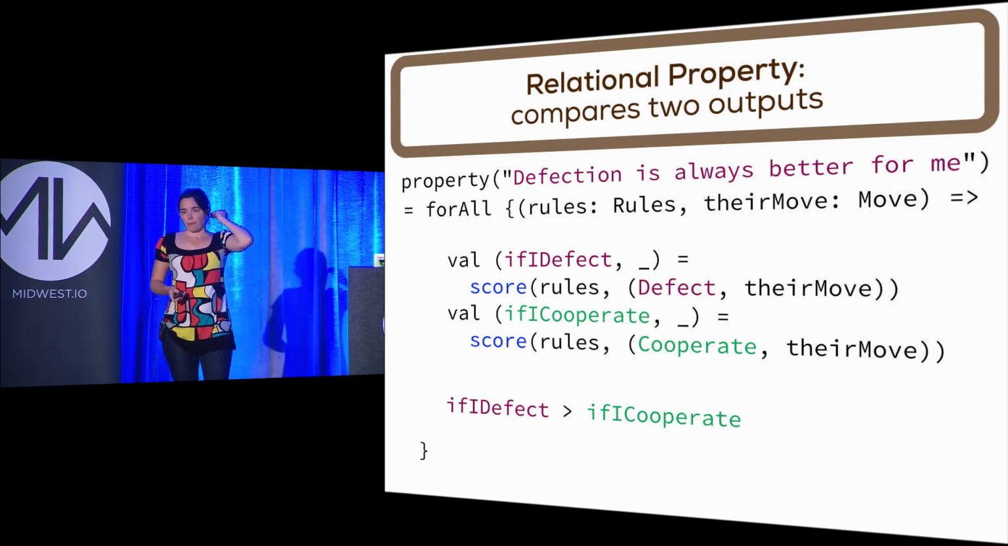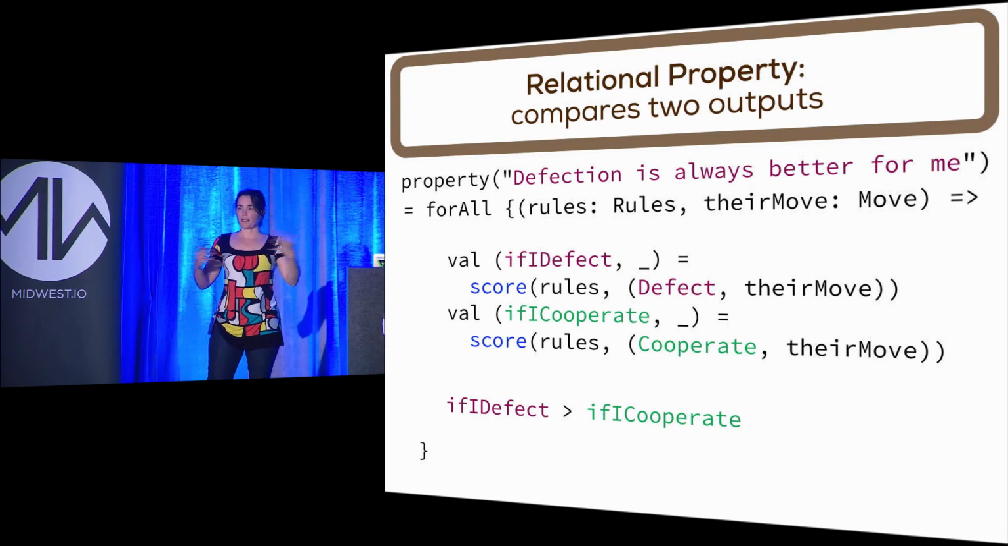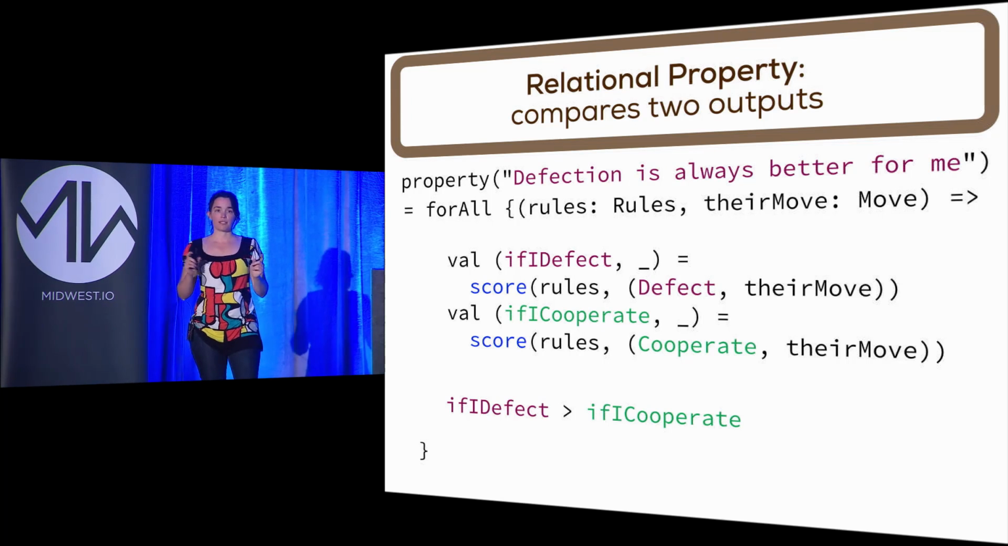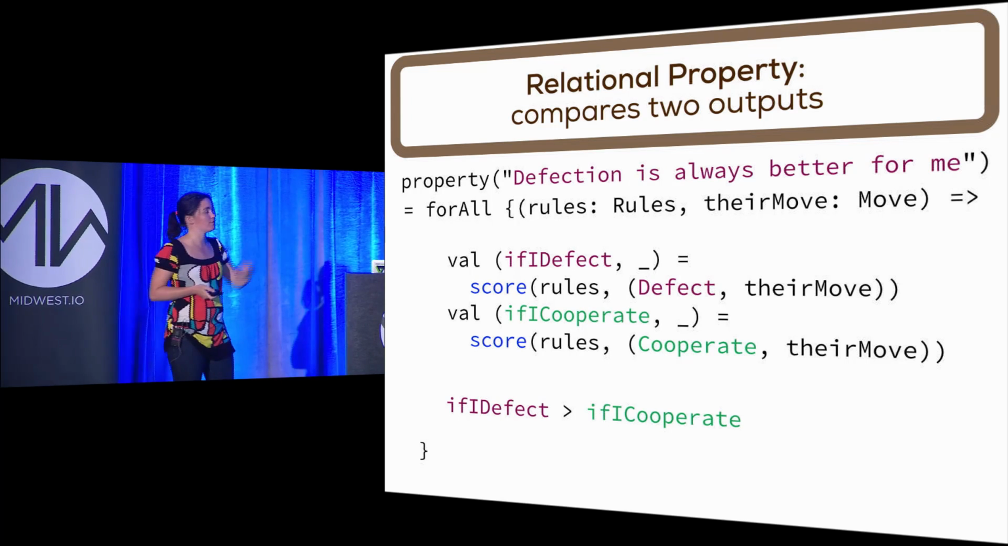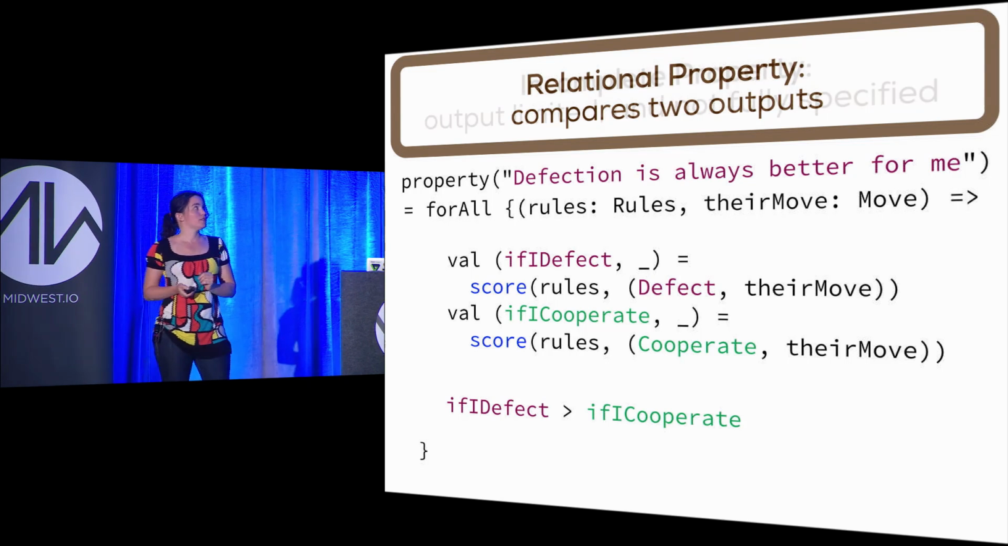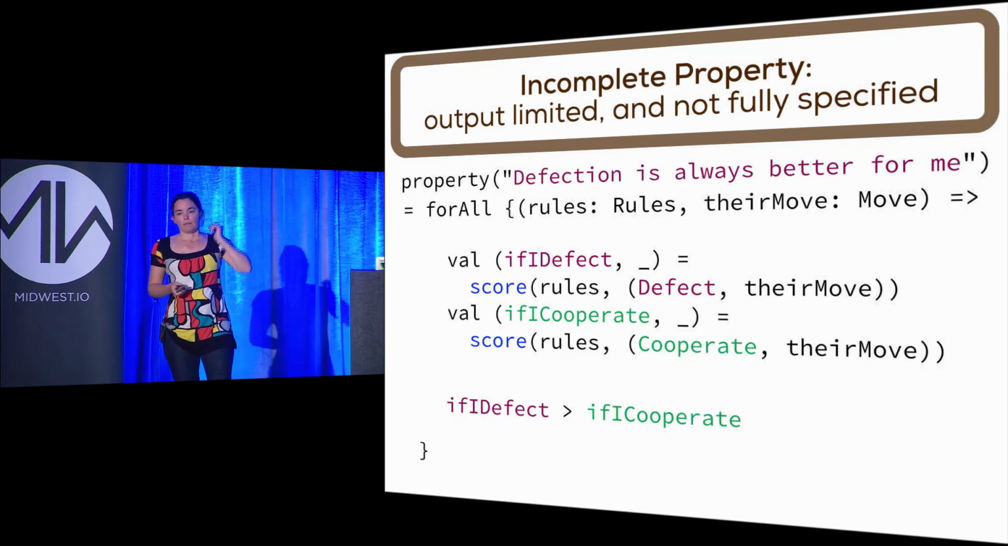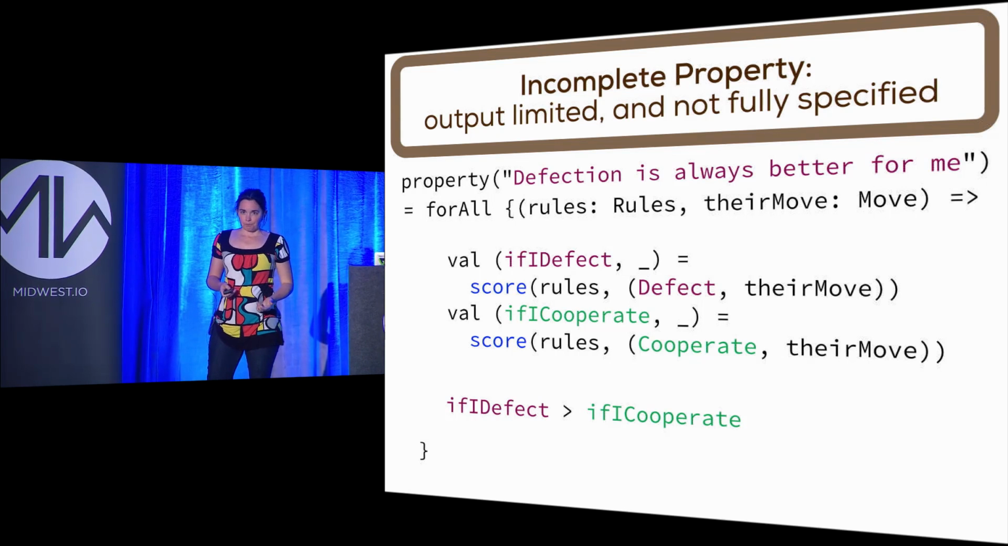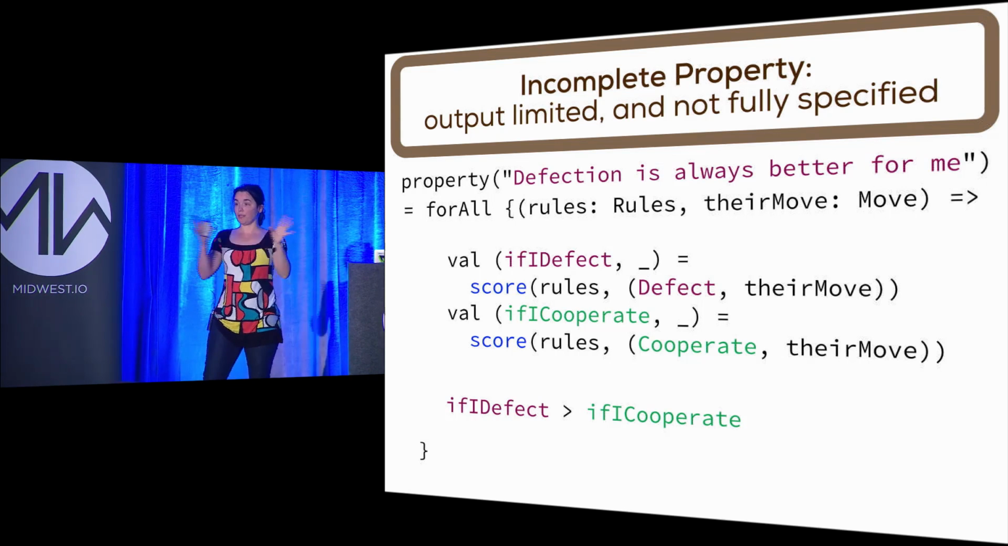This is a relational property because it runs the function under test twice and compares the output. It's a really good way to put a box around things without specifying them precisely, but instead specifying them in a meaningful way. This is also an incomplete property because the output's not fully specified. I would like to show you a complete property as well.